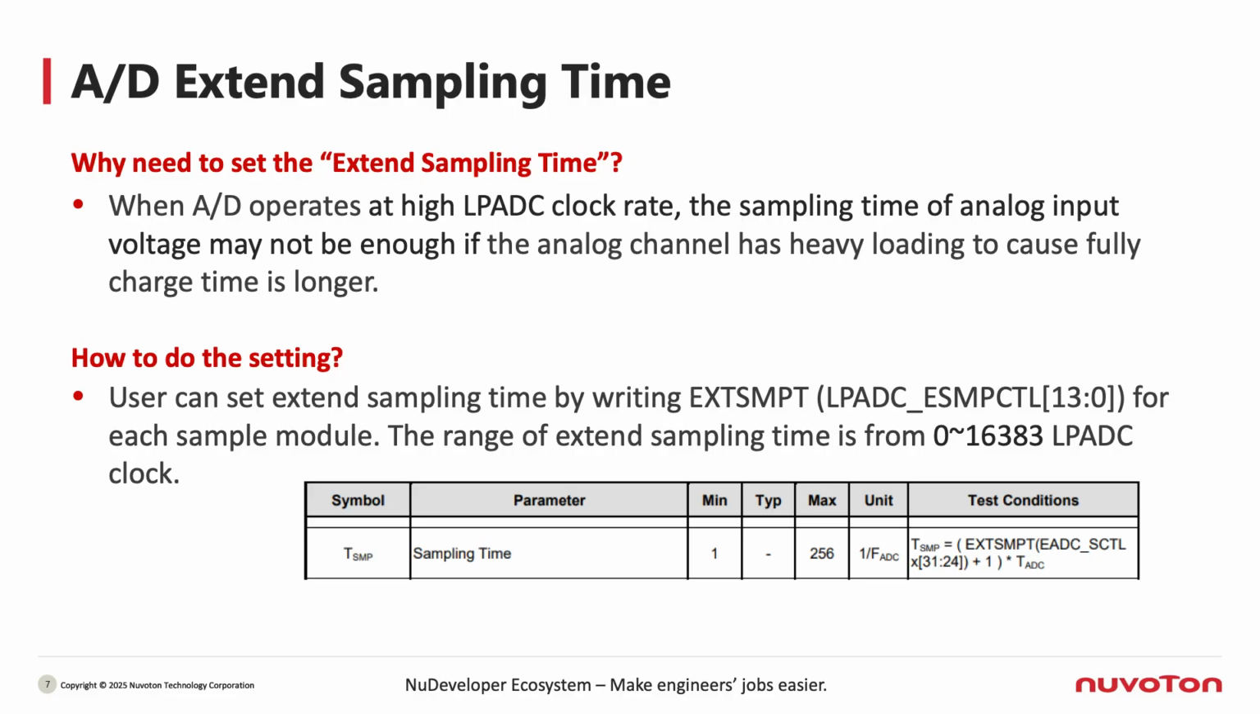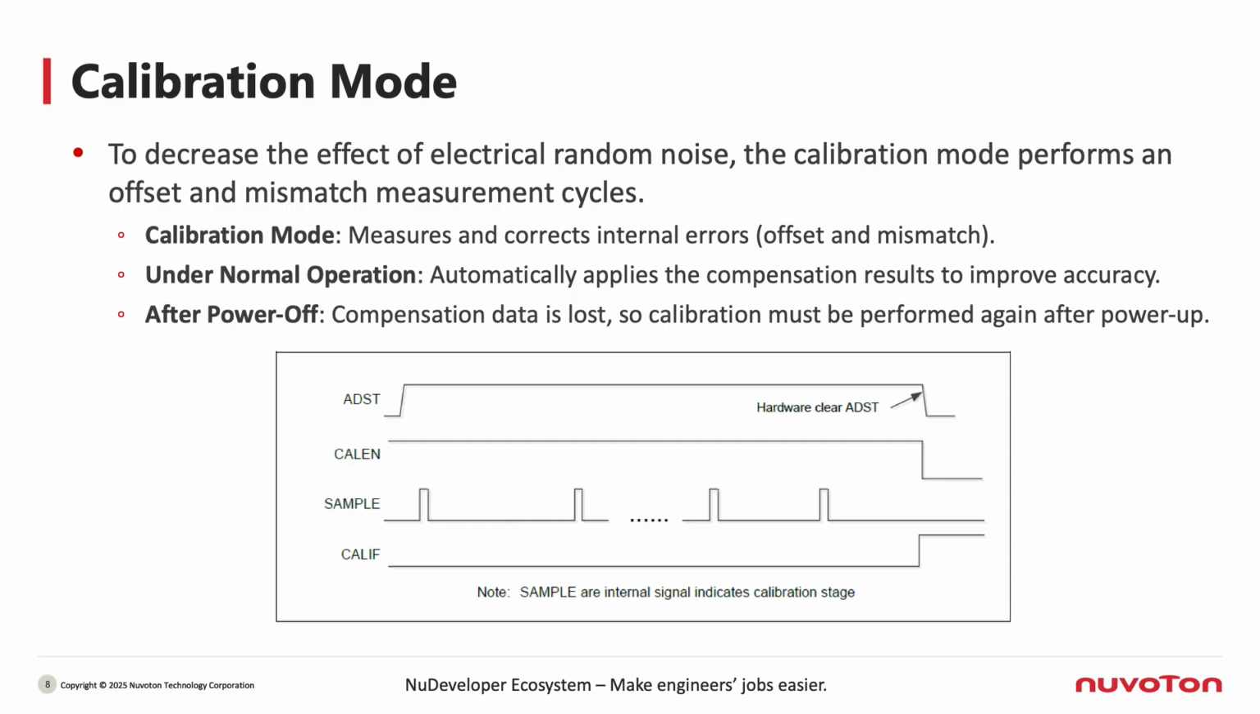To improve ADC accuracy and internal parameter matching, the ADC must perform internal calibration each time the system powers up, and AVDD and the reference voltages are stable. In calibration mode, the system measures and corrects offsets and mismatch errors. During normal operation, the ADC automatically applies the compensation results. However, these calibration data are lost when the power is turned off, so the calibration must be performed again each time the system powers up.